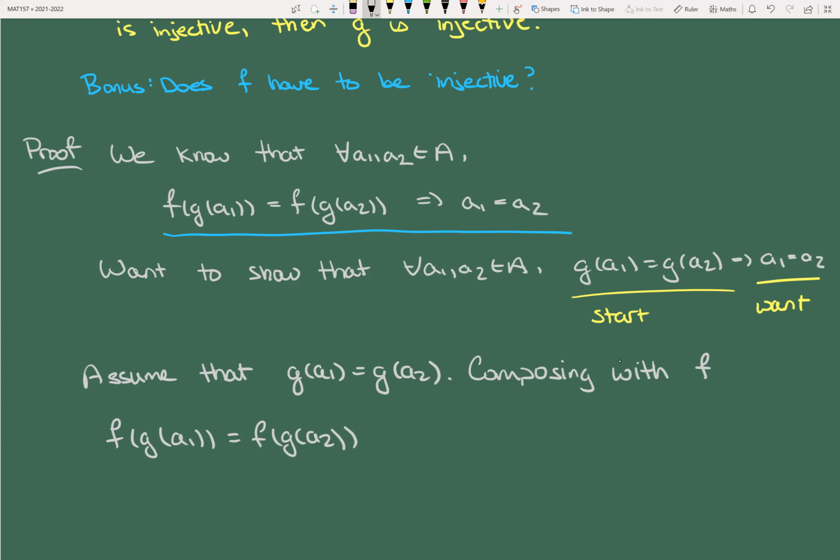And now we can use that tool that we have underlined in blue. I know that these two things are equal, and since f composed g is injective, a1 is equal to a2. And that's what we wanted.